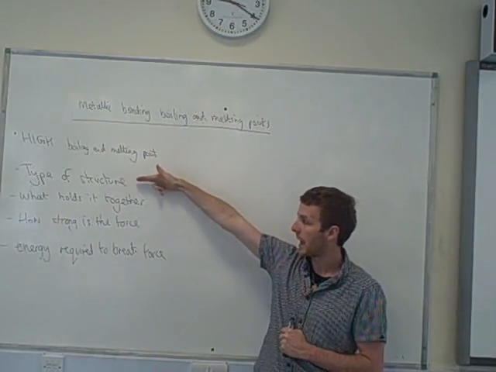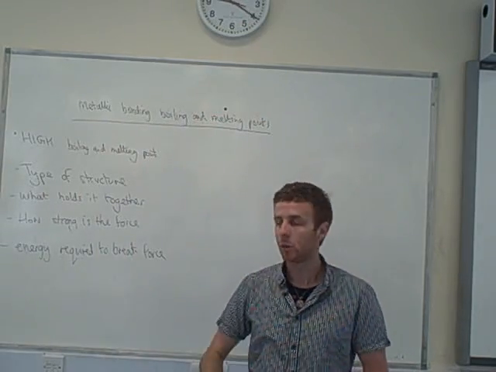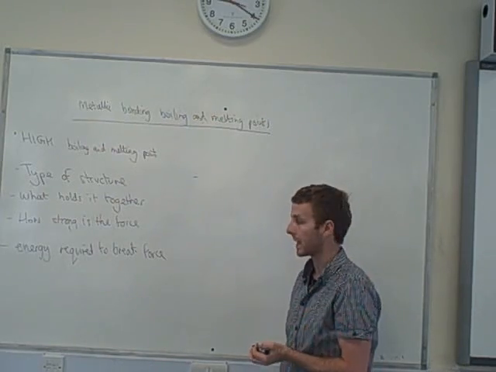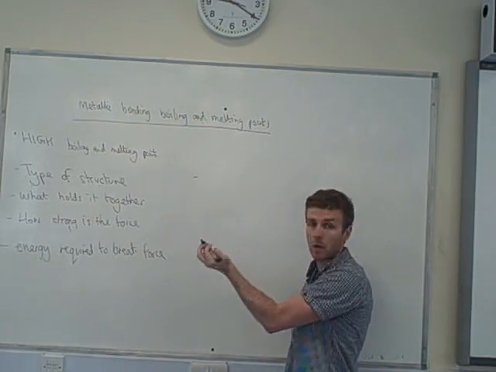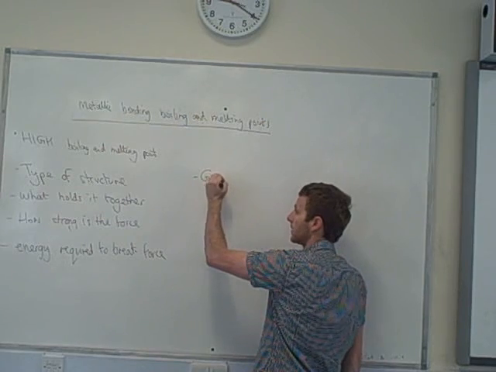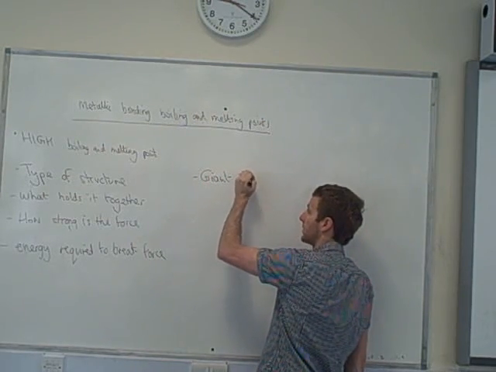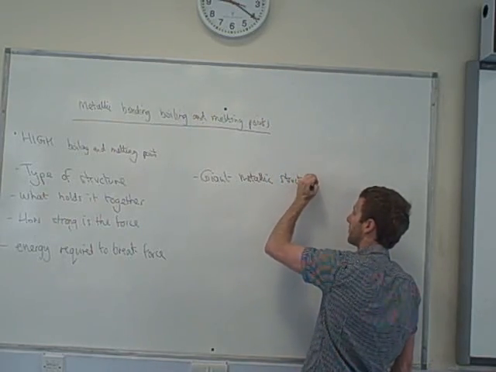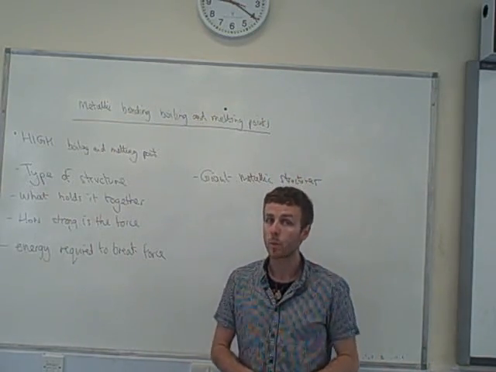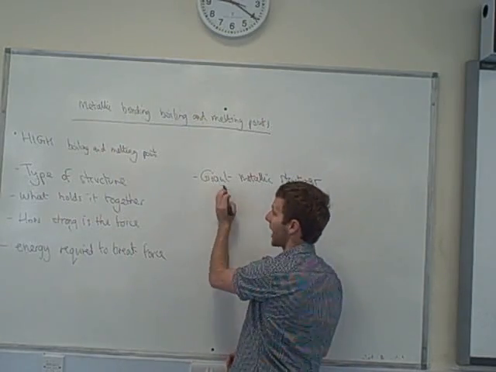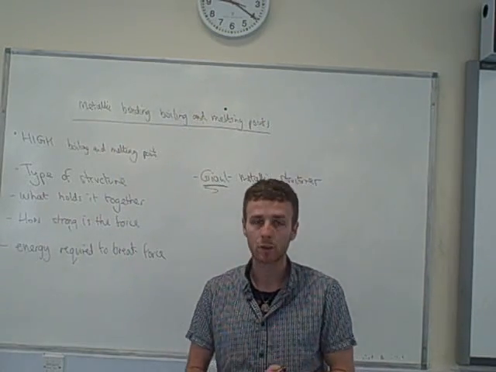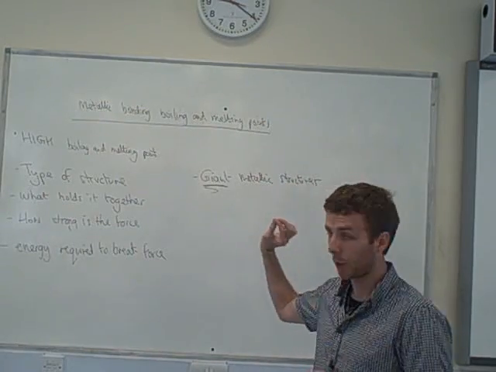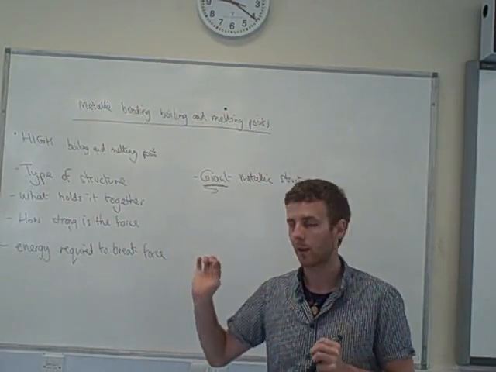The first point is, what type of structure do metallic compounds make? Well, believe it or not, metallic compounds make giant metallic structures. And you get a mark for saying that. So giant metallic structures. The key word here, which everybody always forgets, is this word giant. If you just say a metallic structure or a metallic lattice, that won't be enough. You've got to include the word giant in there. That gets you the mark there.